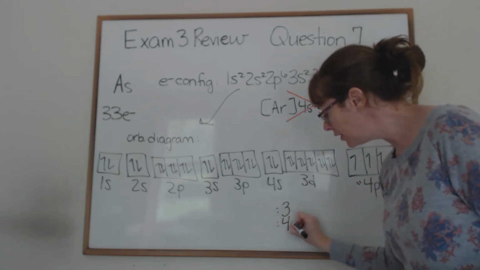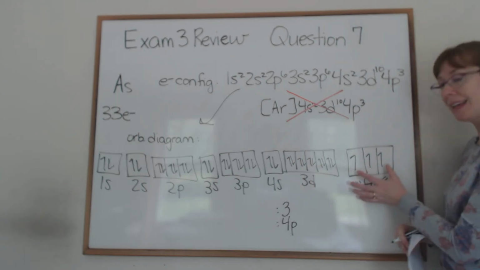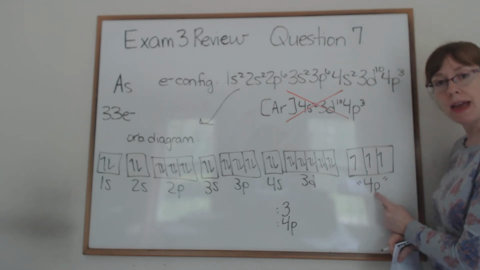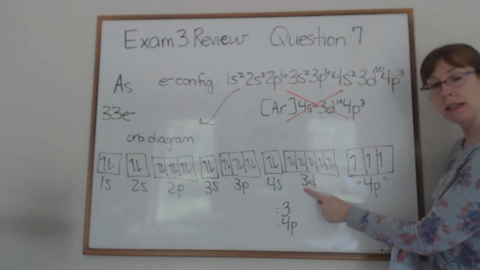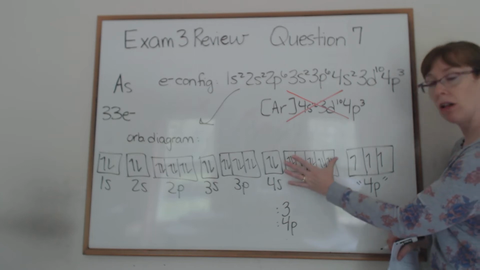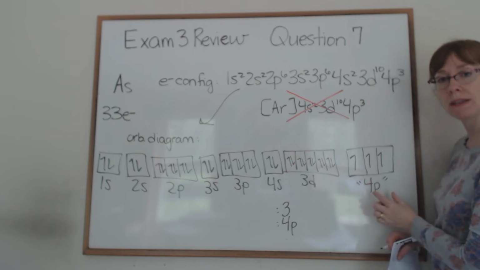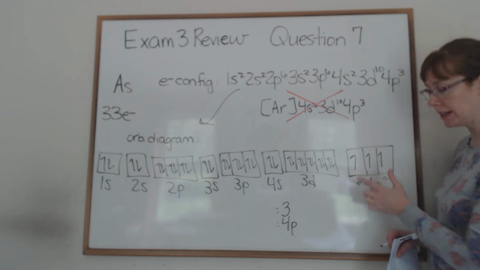Remember, a sublevel is basically a set where they all have the same N and L. So this is the 3D sublevel. It includes all 5 orientations. This is the 4p sublevel. It includes all 3 orientations.